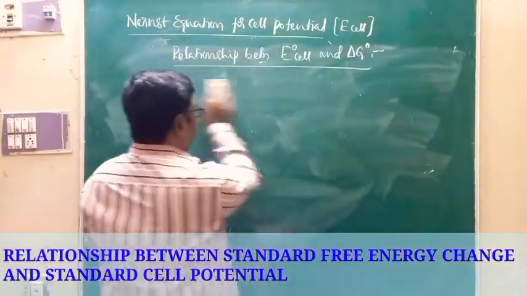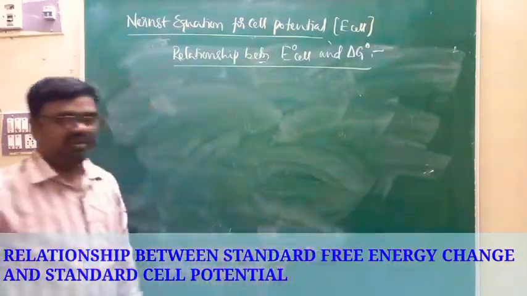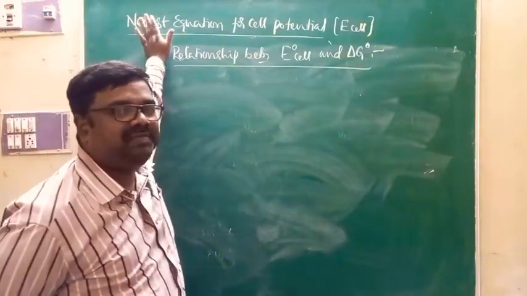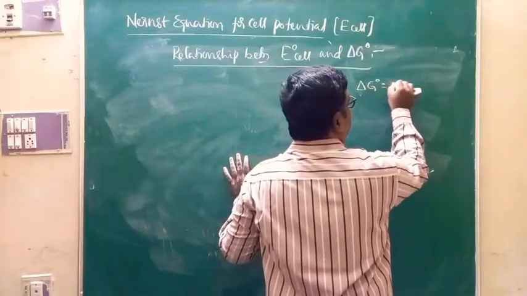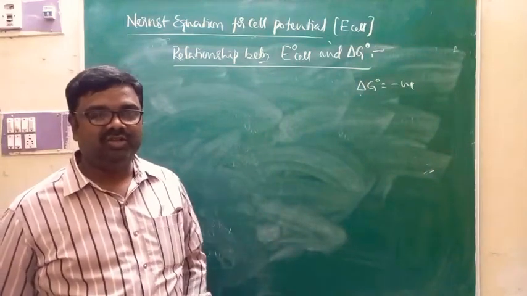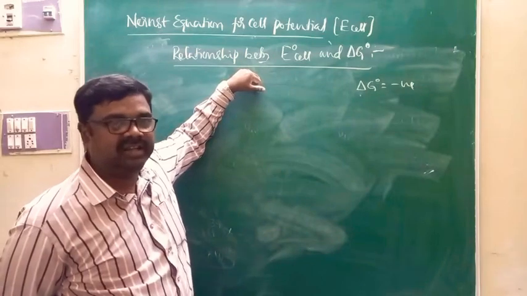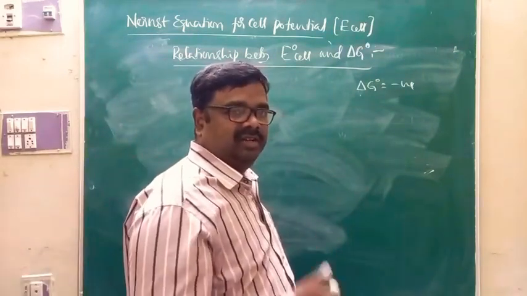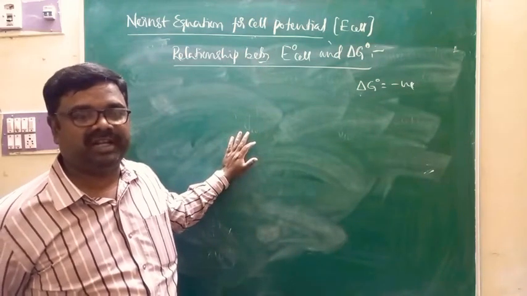We will discuss this in thermodynamics. The amount of energy available for doing useful work is called free energy. Whenever useful work is done, free energy decreases. That is, for useful work done, delta G naught is negative for a spontaneous process, because in spontaneous processes useful work will be done. In galvanic cells, during production of electric current, a certain amount of useful work will be done.